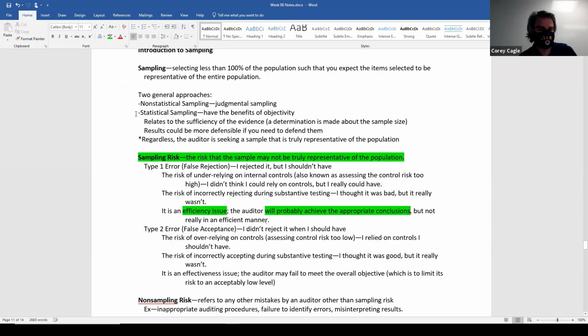All right, not as serious as this next one. Type 2 error is I didn't reject it, but I should have. It was bad, but I said it was good. The controls were no good, but I relied on them when I shouldn't have. The number was really a bad number, but I said it was a good number. All right. So this is not an efficiency issue. This is an effectiveness of your audit issue. Your audit is no good, right? So you may not meet your overall audit objective if you make this type of error.